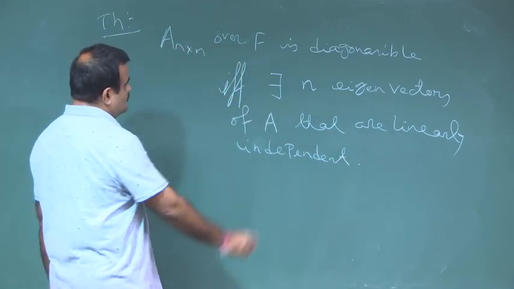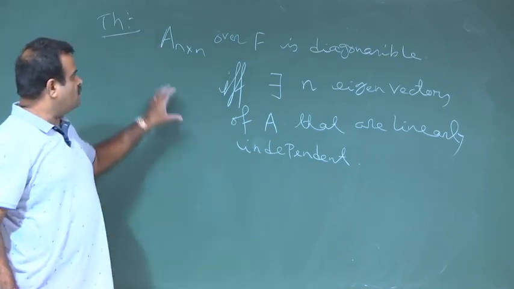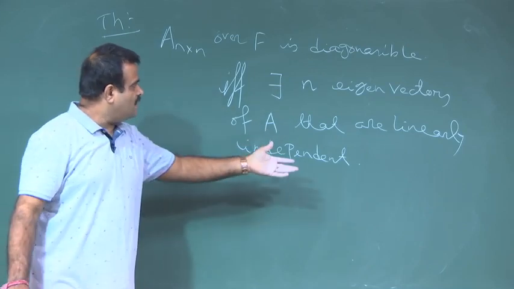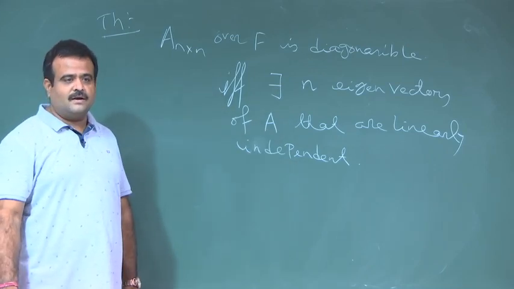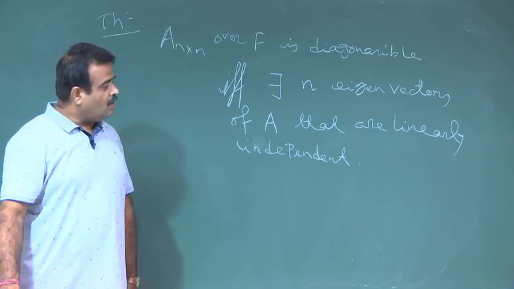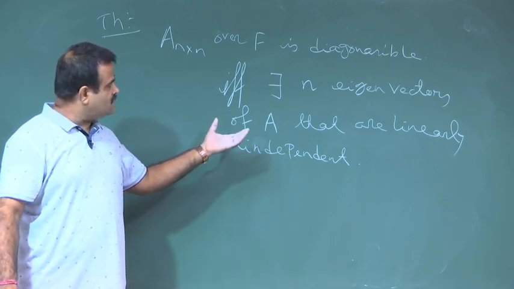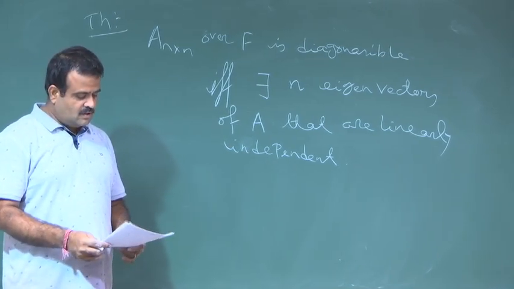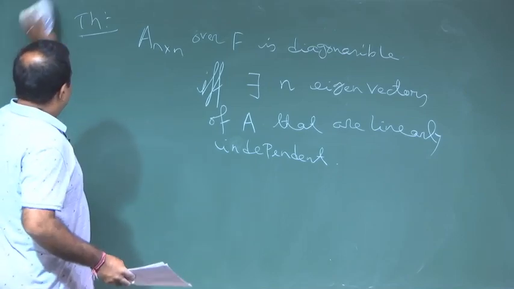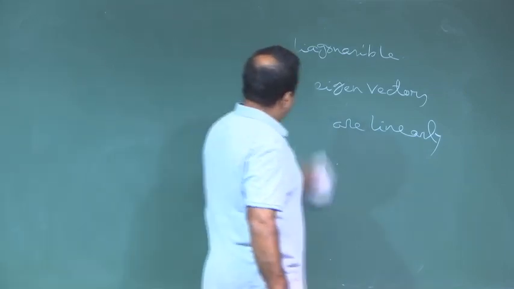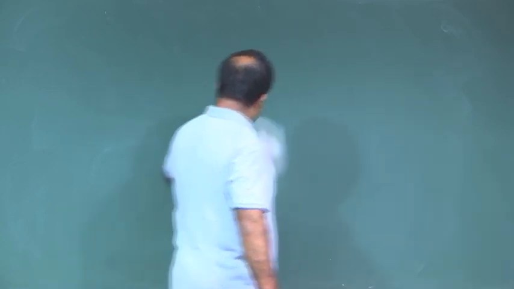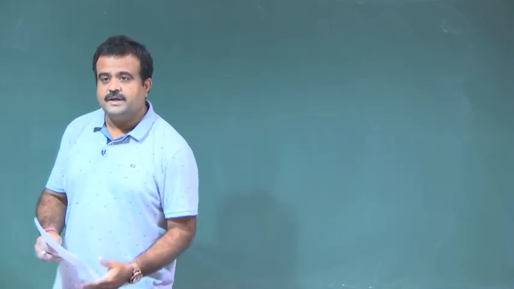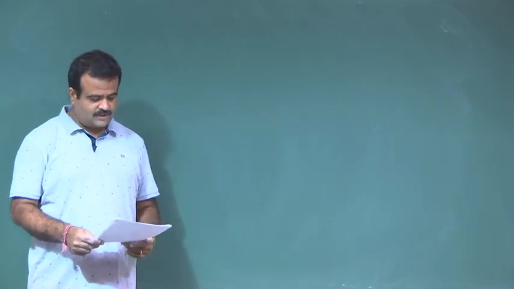This condition is the necessary and sufficient condition. If it is diagonalizable, then we have a set of n linearly independent eigenvectors. And for the sufficient direction, if there are n linearly independent eigenvectors, then it is diagonalizable. This is one theorem, and we will see an example on this. If we cannot find n linearly independent eigenvectors, then it is not a diagonalizable matrix.